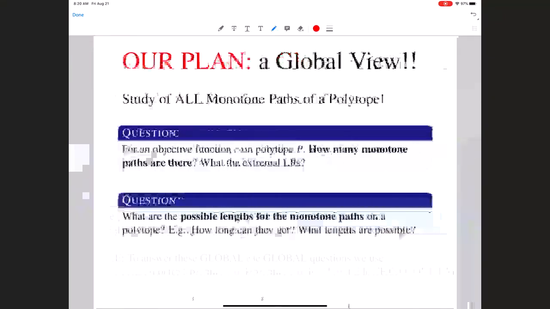Another question that is fascinating is, of course, what are the possible lengths? You know, what are the shortest paths? How long can they get? What are the longest paths? So both extremes of the lengths of the paths, right? So you will see now that there's a lot of interesting geometry related to this question.